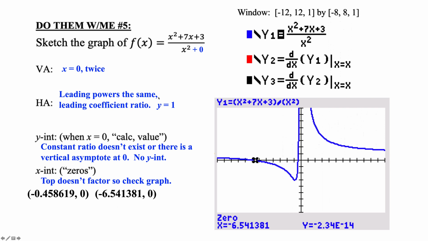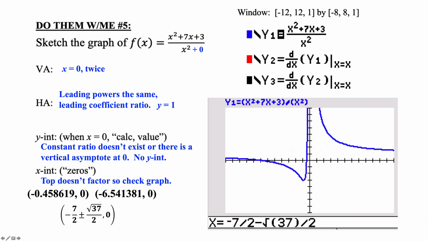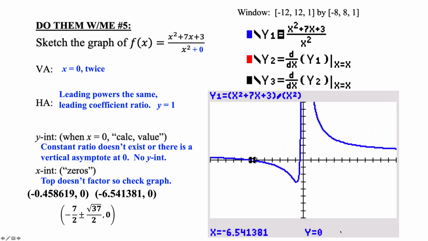So just for giggles, I actually took the numerator and solved it by the quadratic formula, or you can complete the square, and I came up with these values. And because of this number here, I went to my calculator and typed in negative 7/2 minus the square root of 37/2. I knew that one was to the left because adding is to the right. I hit enter, and sure enough, it is a 0, and there's my same negative 6.5413881. So it's there. I just cannot believe it rounded out to 17 decimal places.